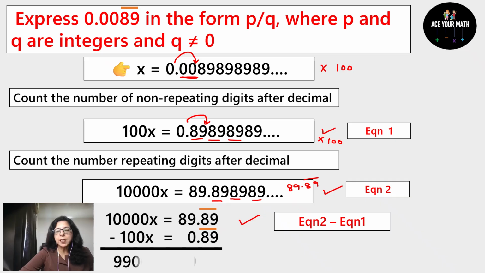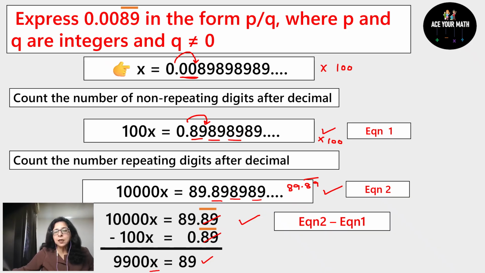See, on the left hand side, you will be left with 9900x, and on the right hand side, after the decimal, it is 89 bar in both the equations. So these 89 bar will cancel themselves. So you will be left with 89 only. We need to find the value of x only.